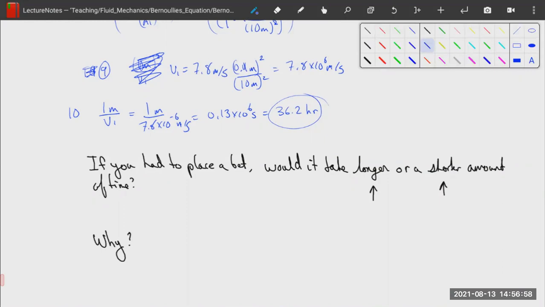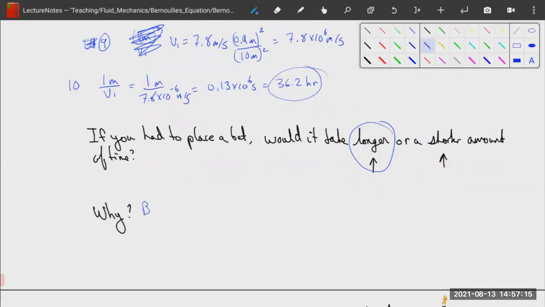All right, I'm back. So if I had to place a bet, I would say that it would actually take a longer amount of time for the pool to empty. And the reason why I think this is because, there's 2 reasons actually. The first is Bernoulli's neglects, can you finish this for me? Viscous effects.